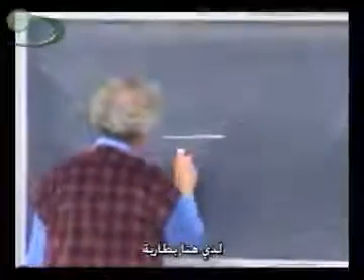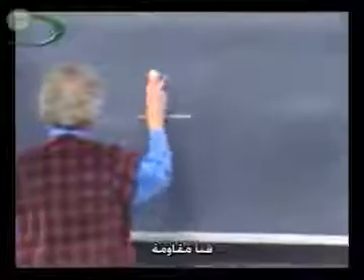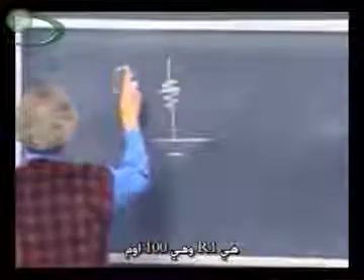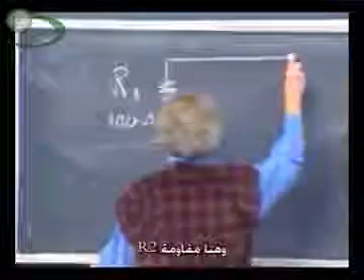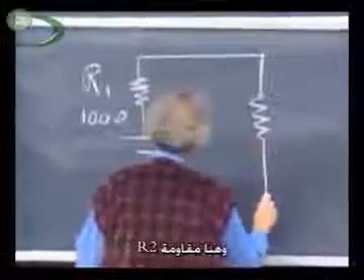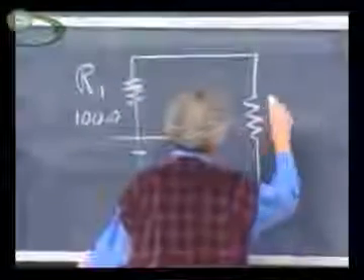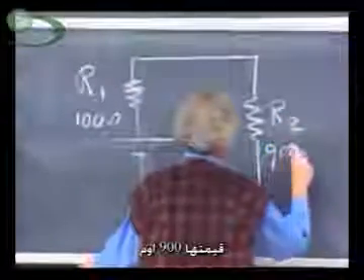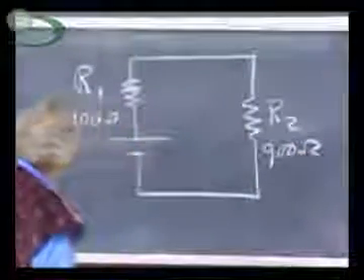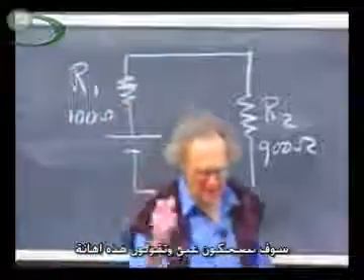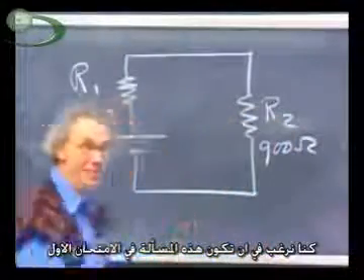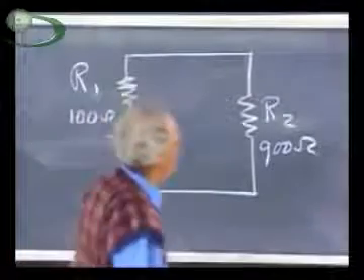I have here a battery, and the battery has an EMF of 1 volt. Here is a resistor, R1, which is 100 ohms. And here is a resistor, R2, which is 900 ohms. And I'm asking you, what is the current that is flowing around? And you will laugh at me. You will say, that's almost an insult. I wish you'd given that problem at the first exam.